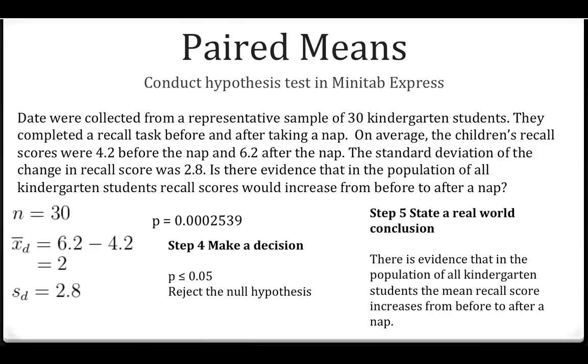Now, I want to go back to Minitab Express to show you how this whole test could be done there. The information that we'll need is that n equals 30, the mean change, or x bar d, was 2, and the standard deviation of the change was 2.8. We'll also need to tell Minitab Express that this is a right-tailed test.